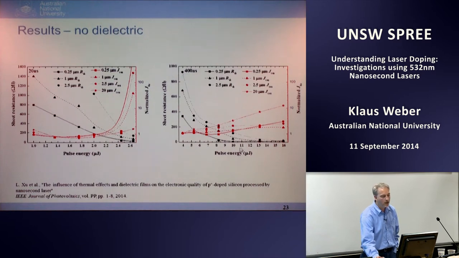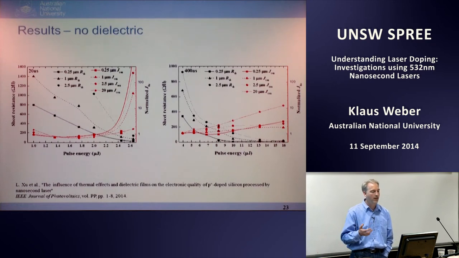The black lines here were basically a separate experiment where we wanted to get some sense for how much doping we can actually introduce with each of these laser parameters. So basically, where these black dots are below about 100 or so, that's really the region we're interested in.